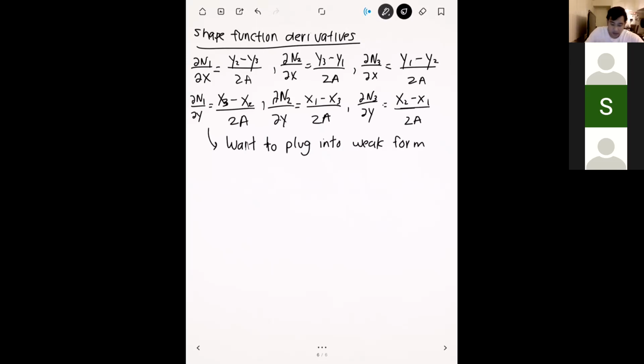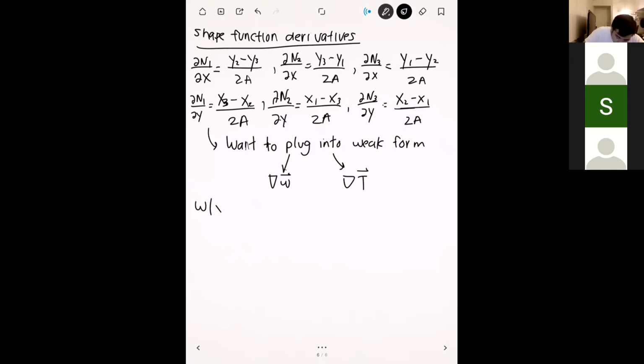Okay. And remember, in the weak form, or at least in that first integral that we had, we had gradient of w, and also gradient of t. And so in order to actually compute these, we're going to use these shape functions along with a weighting function and our t function.